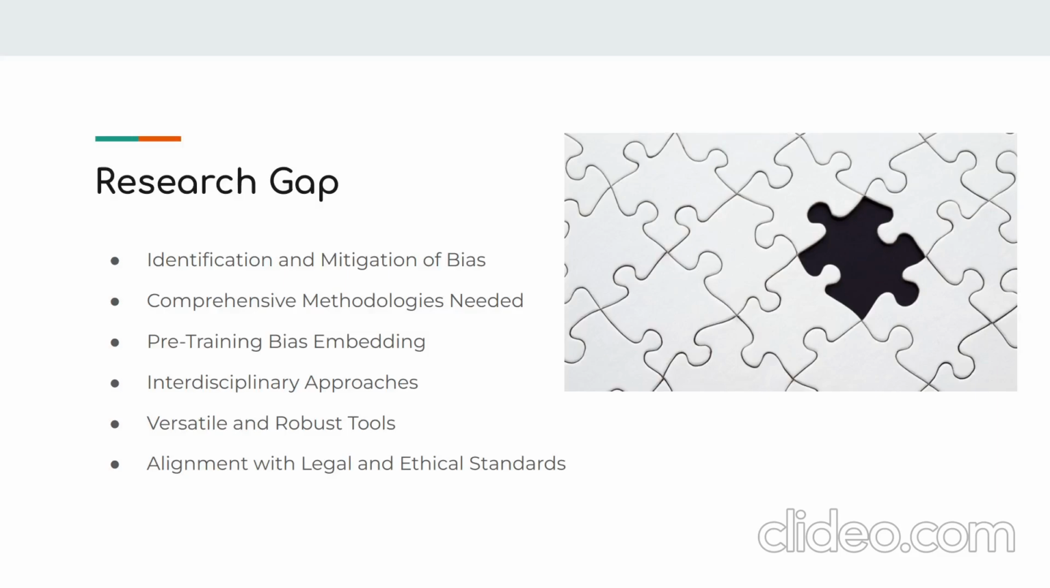A major shortcoming is the focus on post hoc bias identification rather than addressing how biases are embedded during the training process. This highlights the need for interdisciplinary approaches that consider the legal, ethical, and social dimensions, ensuring compliance with regulations like the GDPR, the ECOA, and the FHA, the Federal Housing Administration, which administers a program for loan insurance to expand homeownership opportunities.